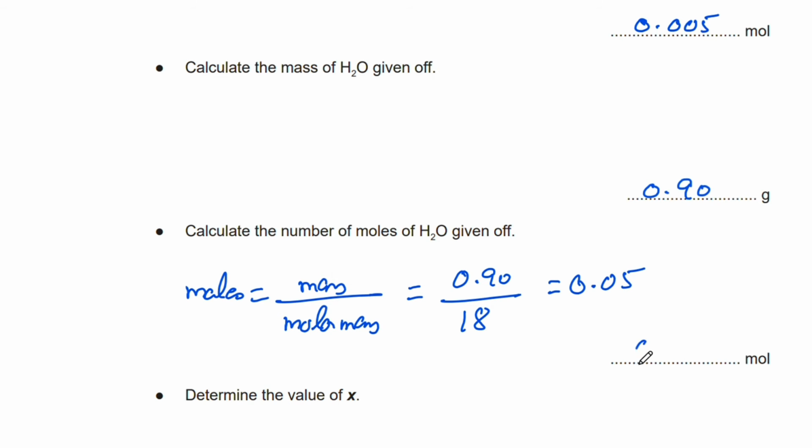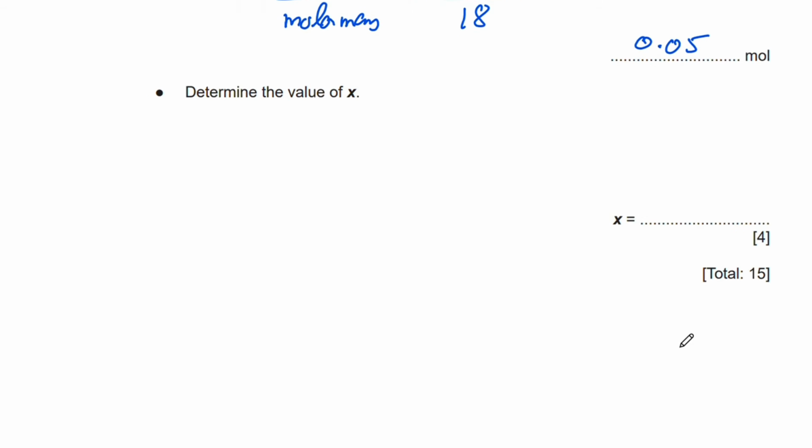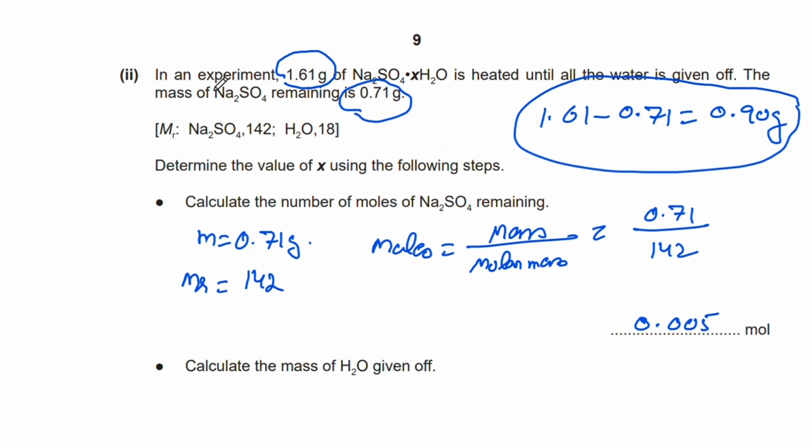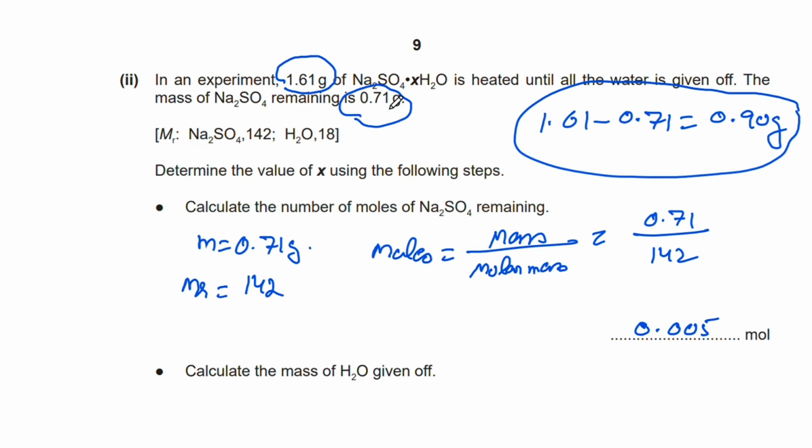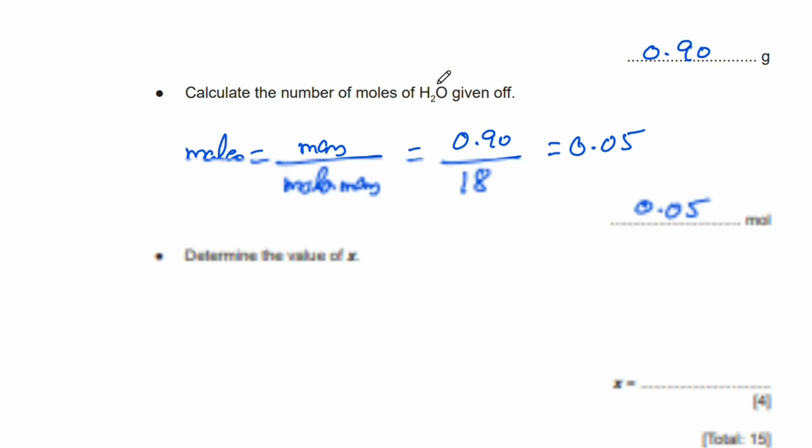So the answer is 0.05. Now the next question is, determine the value of X. Look at this equation, Na2SO4·XH2O. You see that 1 mole of Na2SO4 is actually having X moles of H2O. So here is 1, here is X.